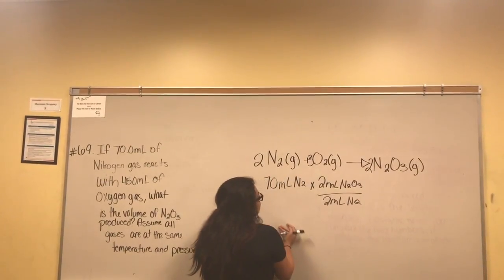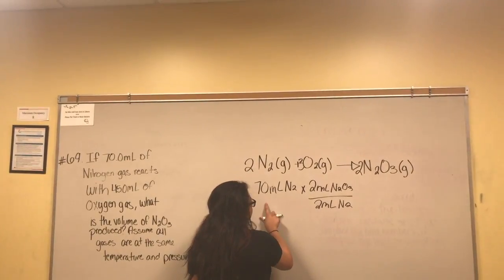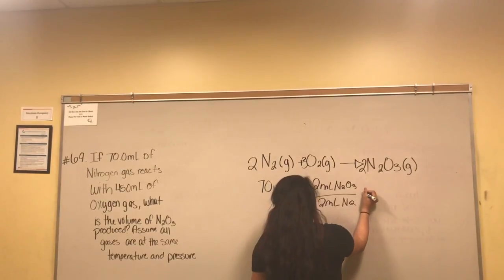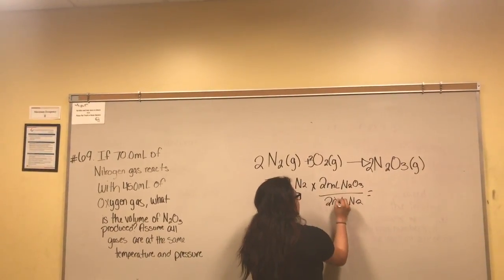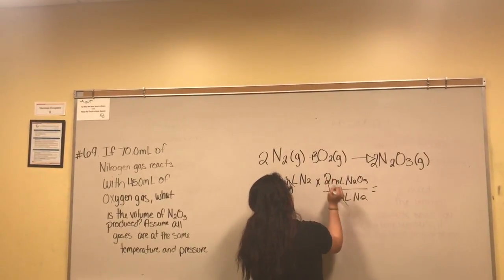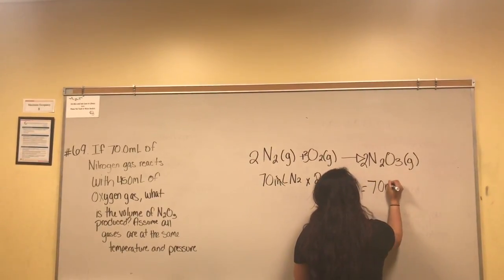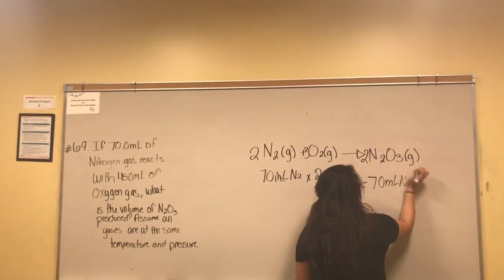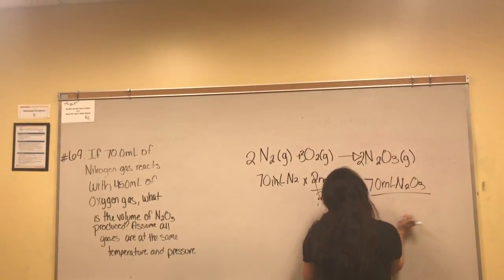You're not really gonna do much of conversions just because it's already in milliliters and you're just going to the milliliters of the N2O3. So from here, you're gonna cancel these out, the equations, and then from there, 2 divided by 2 is already 1. So from here, you're just gonna have 70 milliliters of N2O3. And that's your answer for that part.